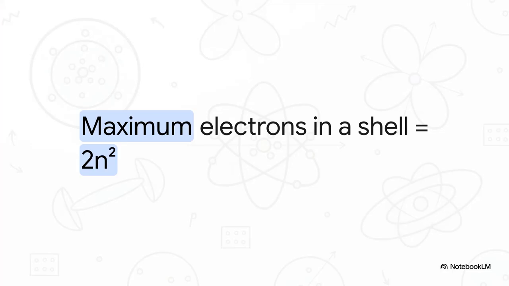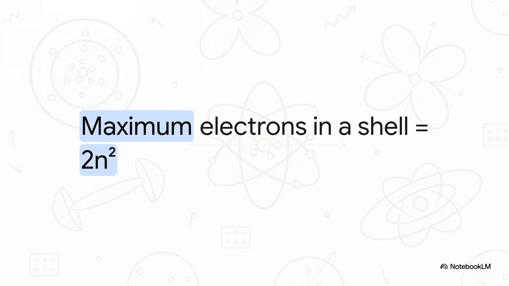And what's really cool is that this principle gives us a handy little formula to figure out the total number of electrons that can fit in an entire energy shell, that main level, represented by the letter n. The formula is simply 2n squared. So let's try it out. For the first shell, n equals 1. So that's 2 times 1 squared, which is just 2.